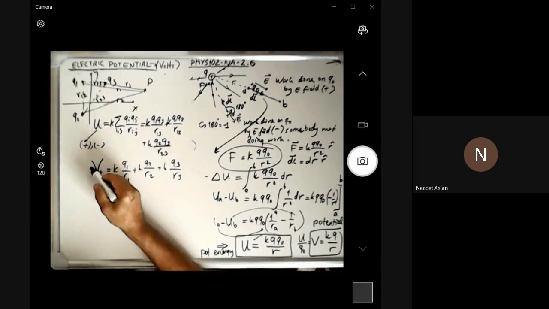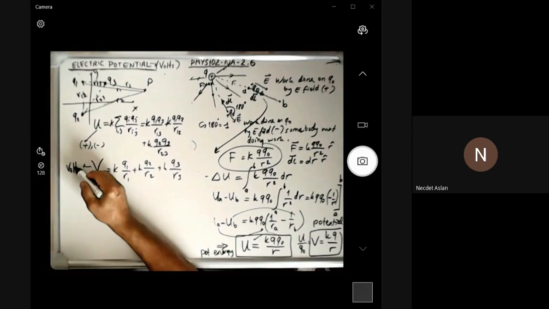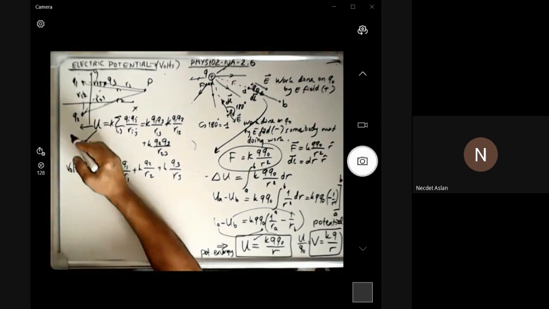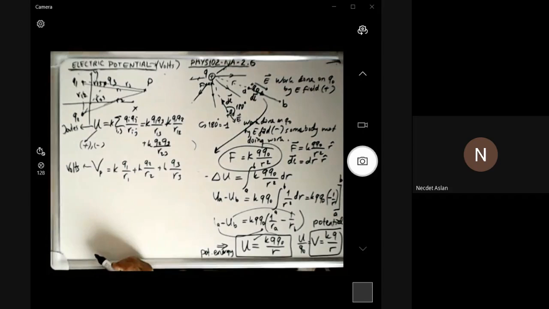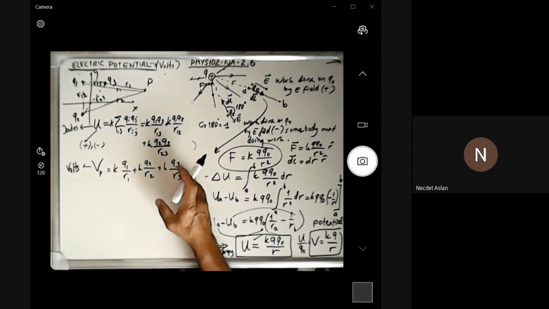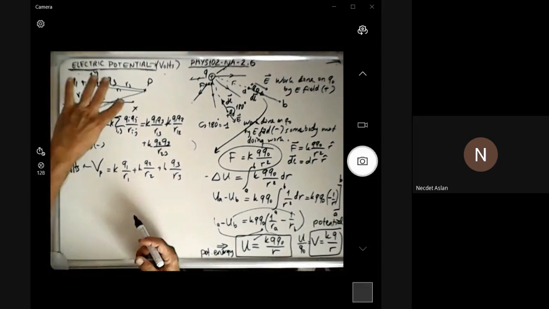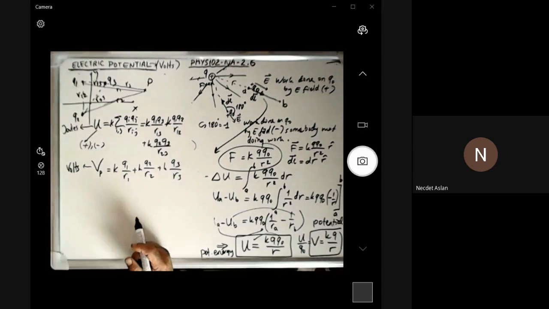The unit of potential is, again, volts, don't forget. And the unit of the potential energy is just joules. Always keep this in mind. So in order to calculate the potential and potential energy, all you need is just distances and also the information about the charges. Now, let's do some experiments.